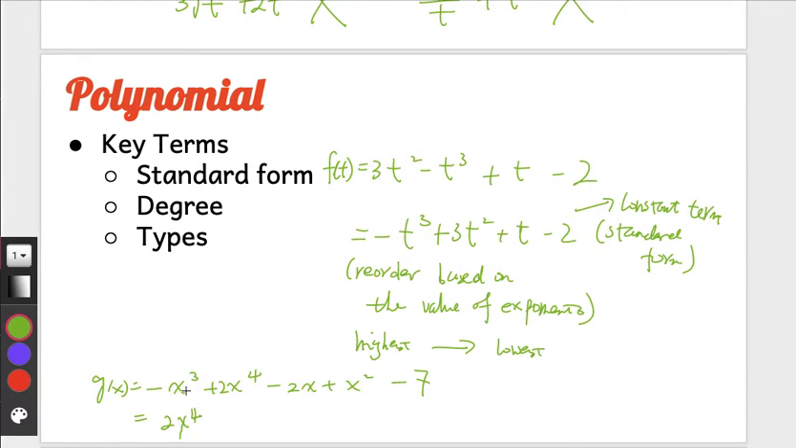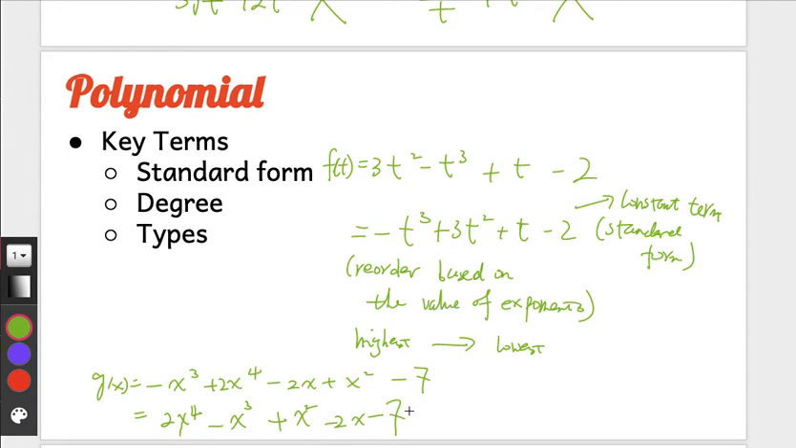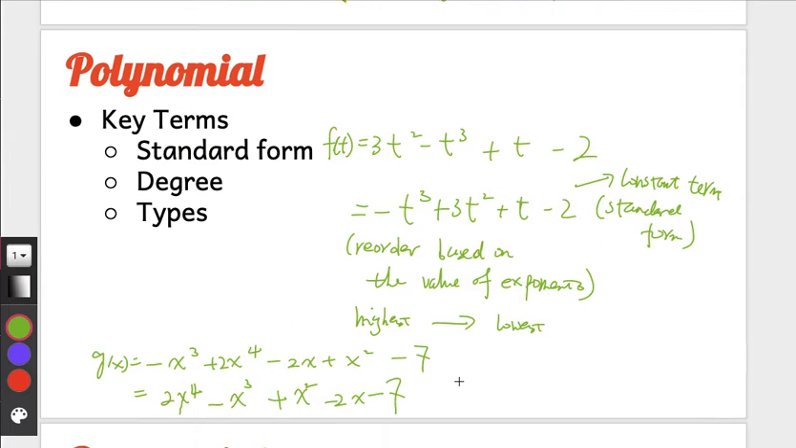So, and then it's going to be a 3, but remember it is negative, so it's negative x to the third power. Then do we have 2? Yes, we do, plus x squared, then minus 2x minus 7. So that's it. That is the standard form. I'm not saying the original form is wrong. It's just sometimes we rewrite it according to this.